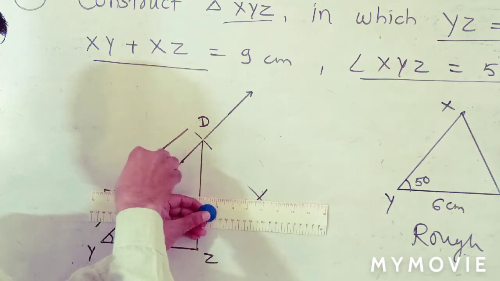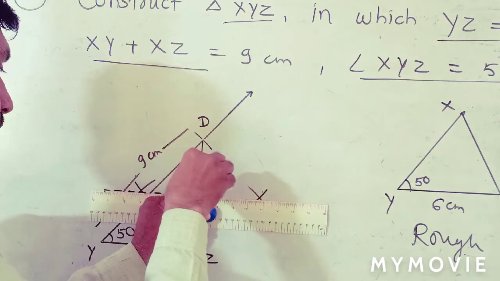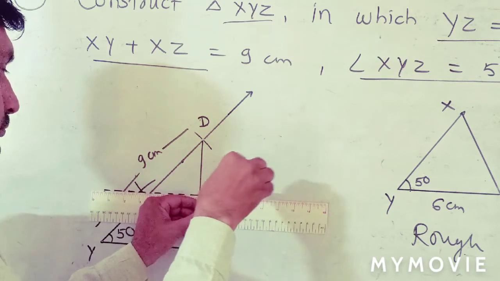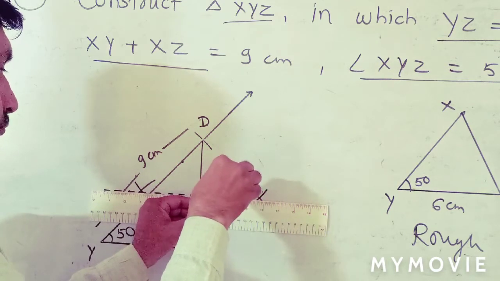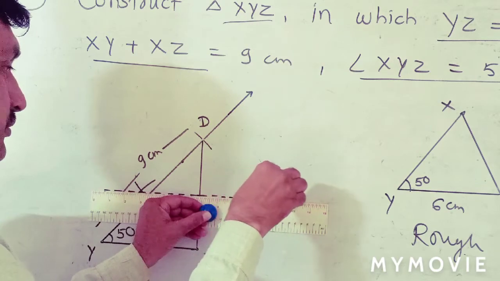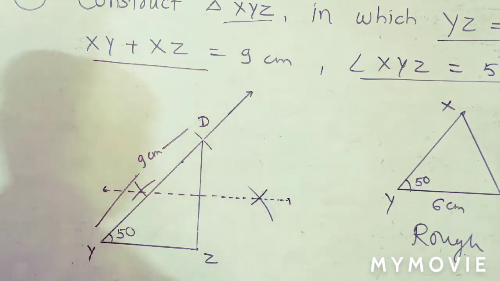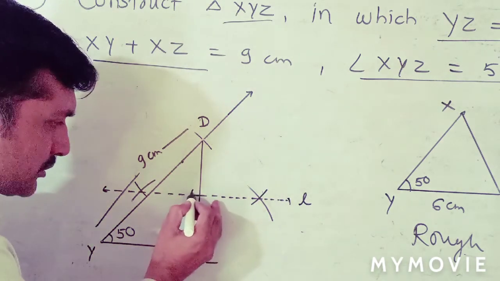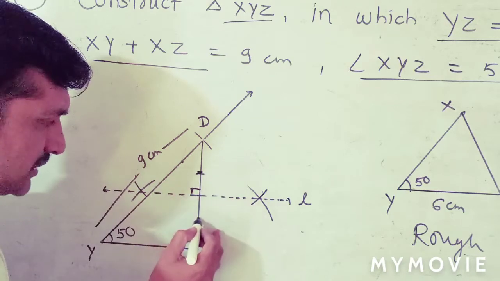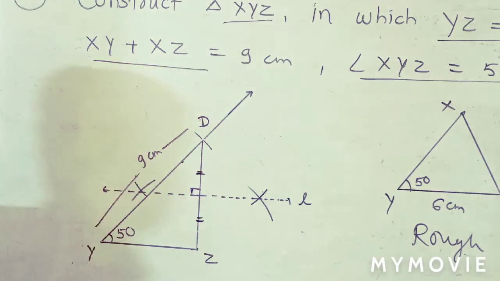Draw a line. Hold it very carefully. And now this line L is the perpendicular bisector. Here the perpendicular sign, here identical marks, because this is the perpendicular bisector.